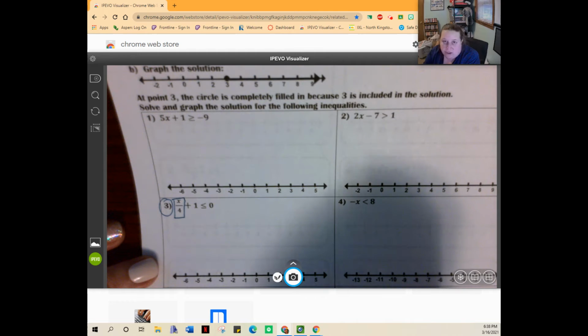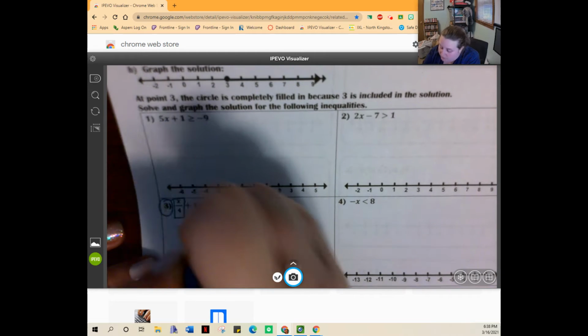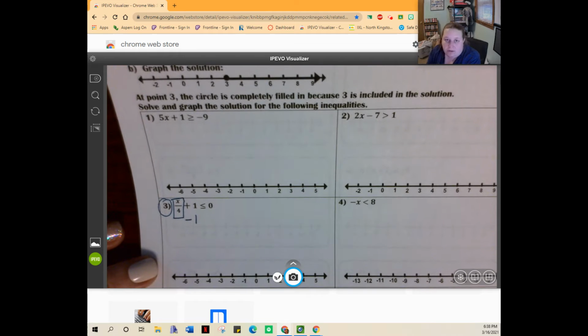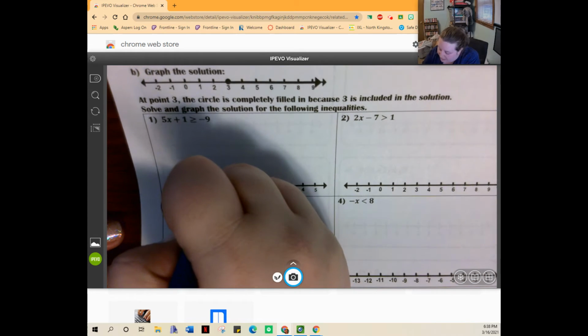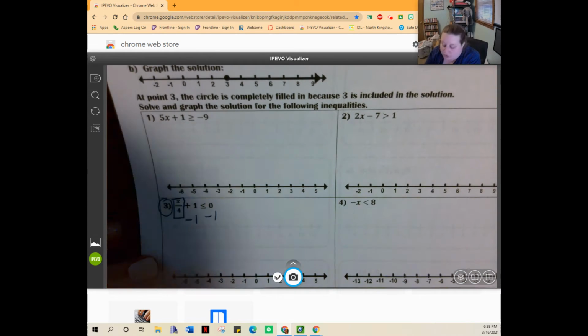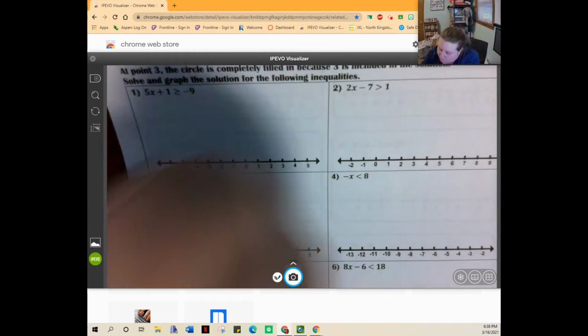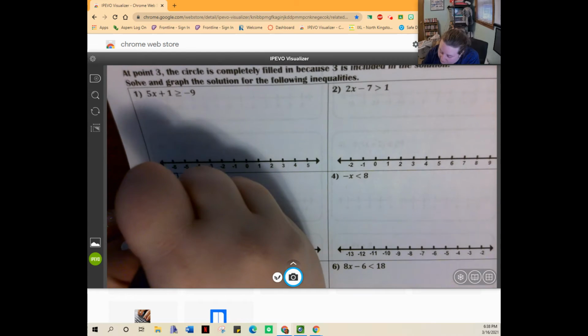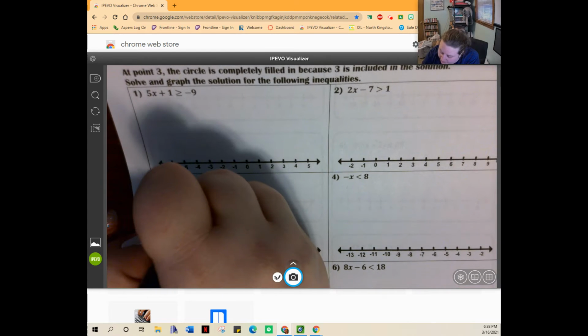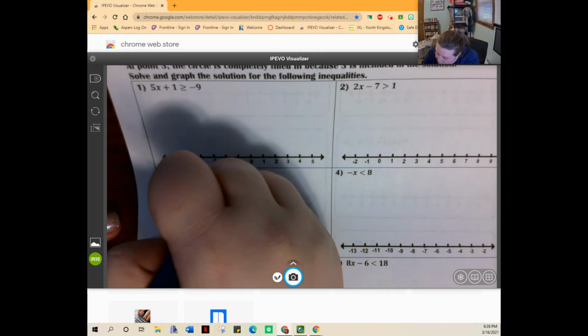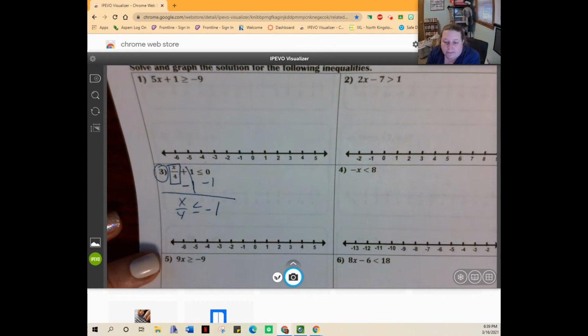So now I see the constant I need to remove. In order to remove it, I have to do the opposite. So if I am adding 1, I'm going to do the opposite by subtracting it. And what I do to one side, I need to do to the other. Okay. So when I do that, 1 minus 1 is 0, leaving me with x over 4, and I'm just going to bring down my inequality symbol. 0 minus 1 is negative 1.